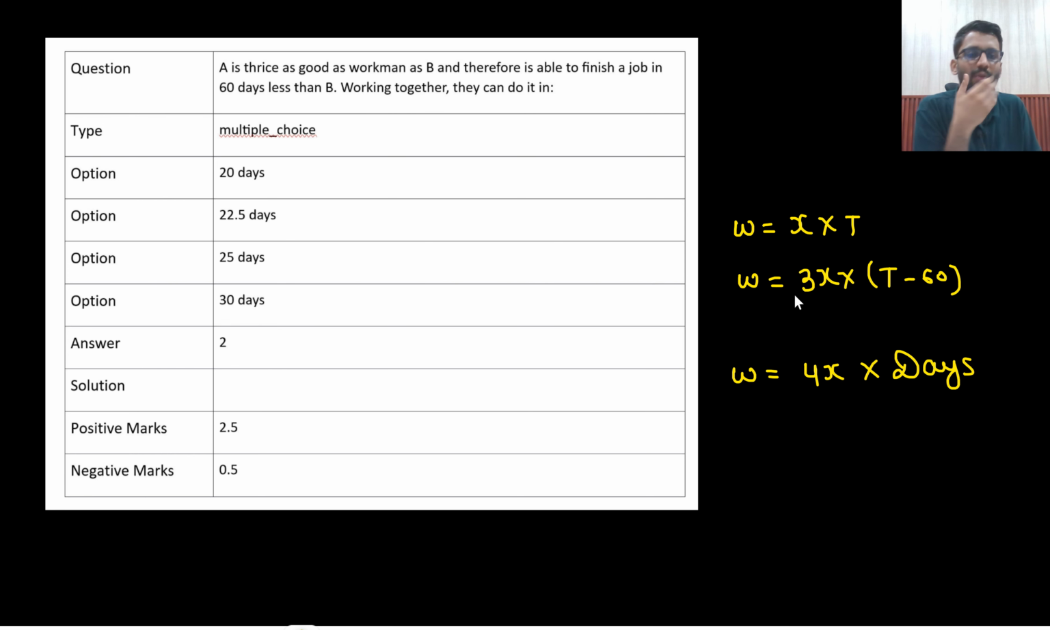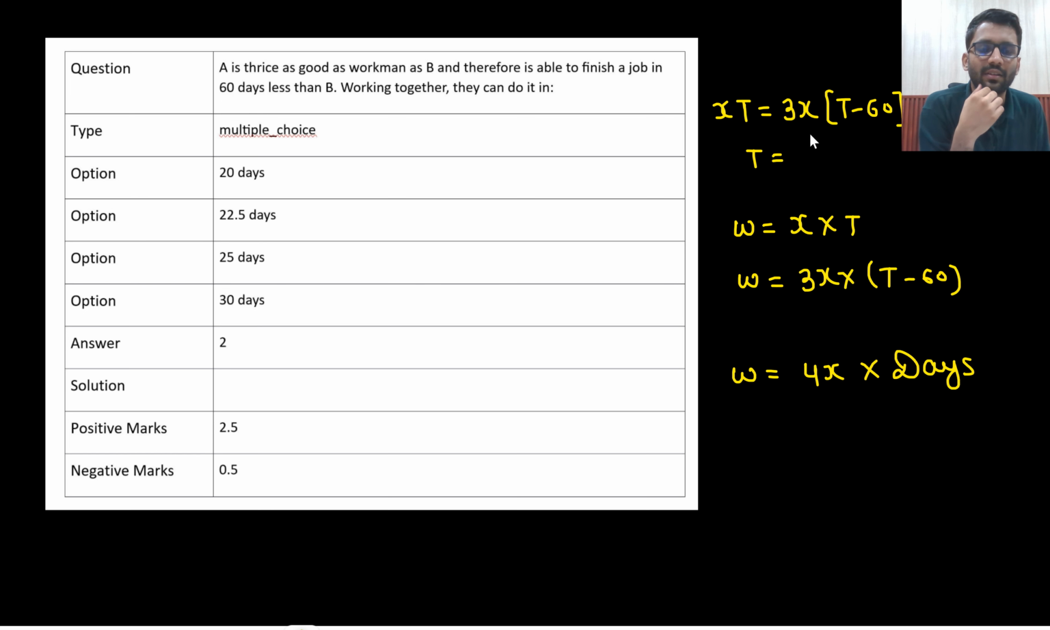So what I can do from here is find W in terms of x only. For that I need to find the value of T. So x into T is equal to 3x into (T minus 60). If I solve it, T is equal to 3T minus 180, so T is equal to 90. Yes, T is equal to 90.